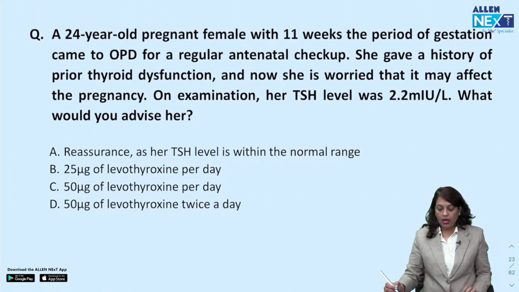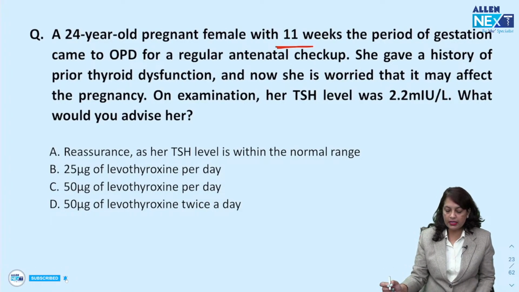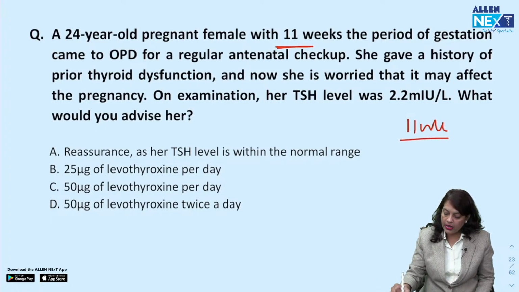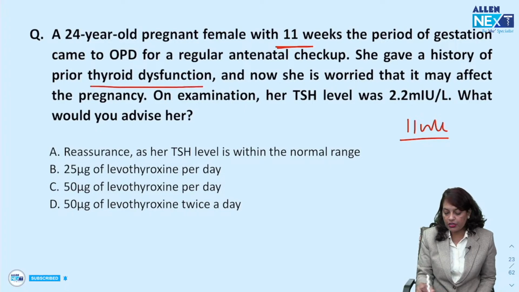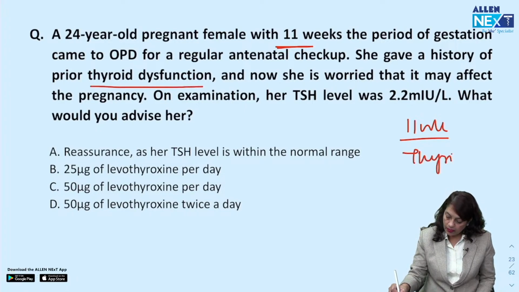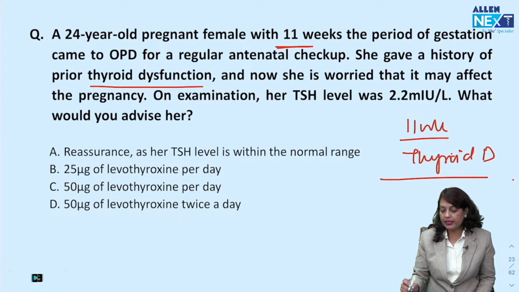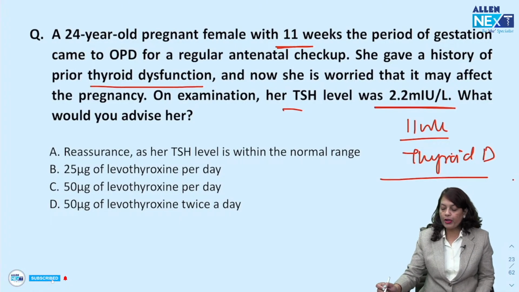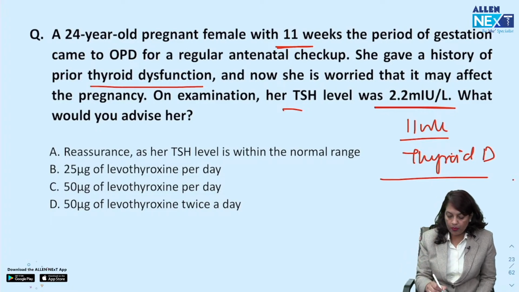Now, a 24-year-old pregnant lady at 11 weeks of pregnancy came to OPD with regular antenatal checkup. What is the period of gestation? 11 weeks. Mind it, organogenesis is still going on. She gave a history of thyroid disease. She is now worried about pregnancy. TSH level is 2.2 milli-international units per liter. What would you advise? Reassurance as TSH is normal.